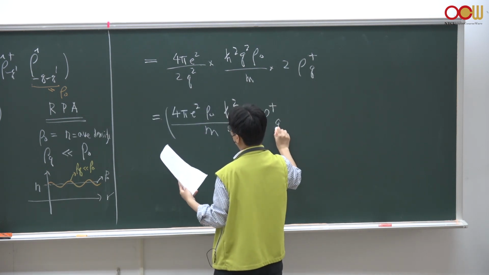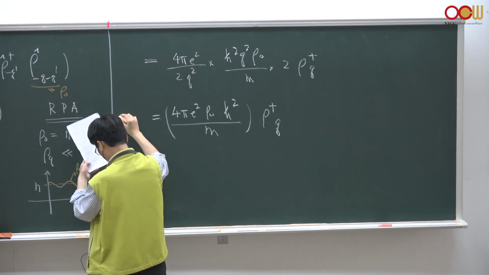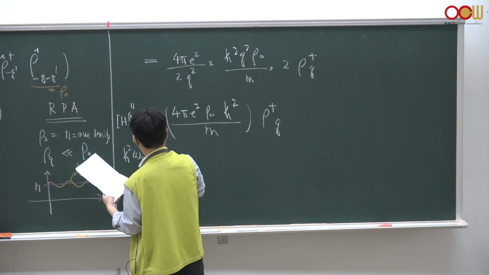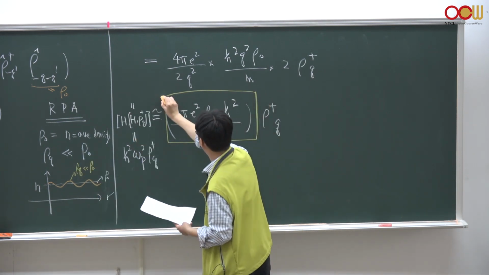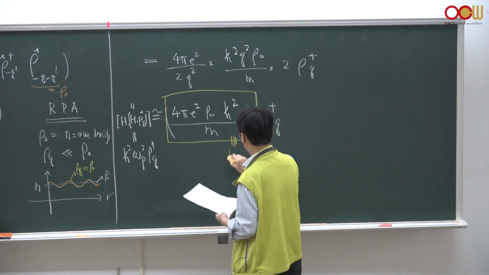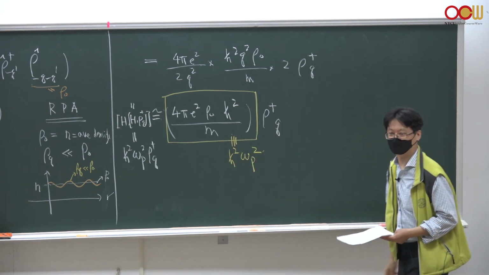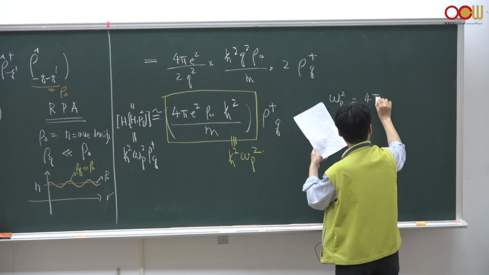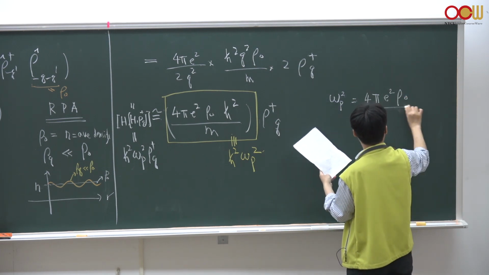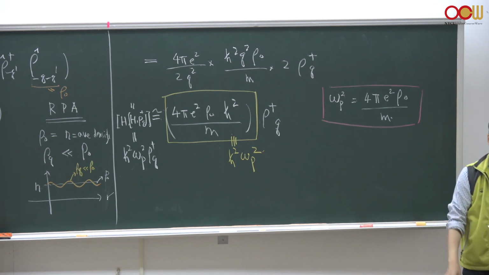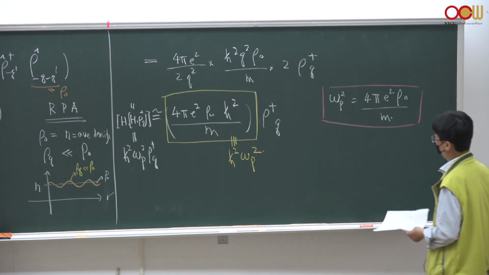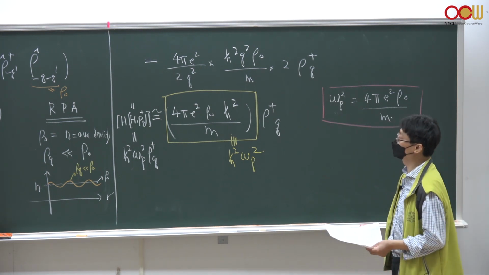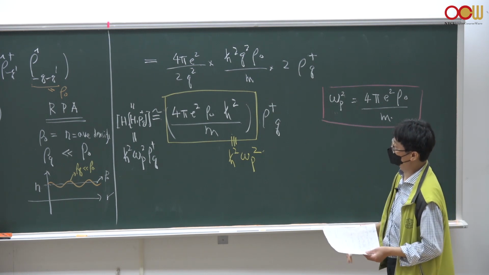And remember, this is the double commutator, right? Which is supposed to be h bar squared omega p squared rho dagger of Q. And the thing inside the yellow box is precisely h bar squared omega p squared. So what is omega p? Where omega p squared is 4 pi e squared rho 0 over m. So we have successfully extracted this plasma oscillation frequency omega p by making some approximations and neglecting many small terms.